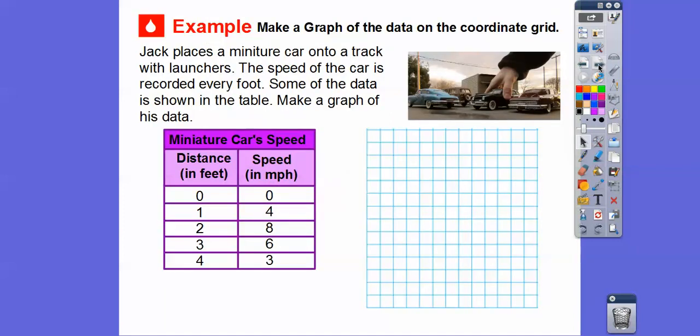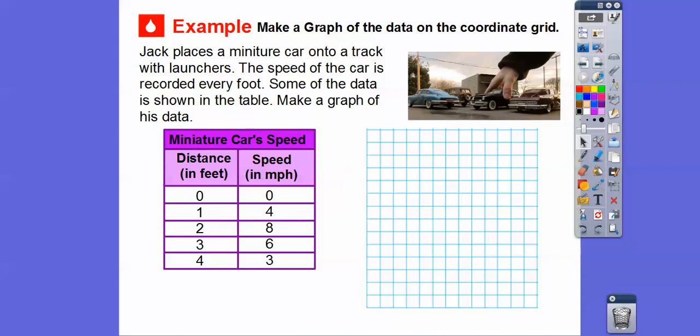So we're going to make a graph of this data on a coordinate grid. Now this is going vertical right here. Just like the last one, this is the first set of numbers. So what do you think this is going to be, the x or the y's? Well, x comes before y in the alphabet, so this is going to be our x values, and this is going to be our y values right here.